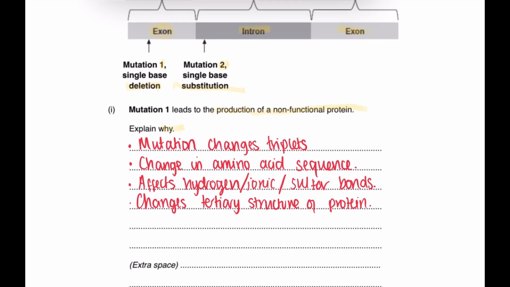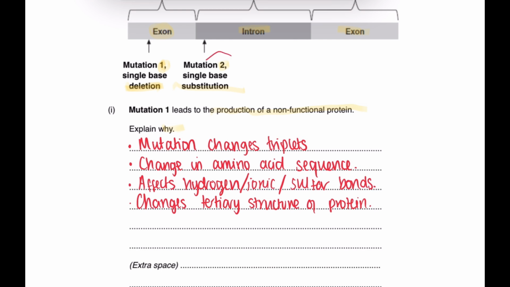Explain why. The mutation completely changes the triplets, because this is a deletion, and because this is a deletion, it causes a frame shift. So this changes the amino acid sequence, so it codes for all different amino acids because the triplets have changed. With a different amino acid sequence, that means it affects hydrogen, ionic, and sulfur bonds, and all those types of bonds, which is our secondary structure. Changing the secondary structure therefore also changes the tertiary structure of the protein. Therefore, it becomes non-functional.